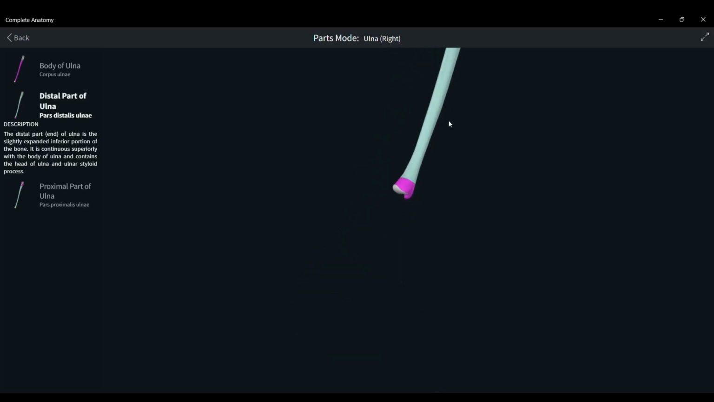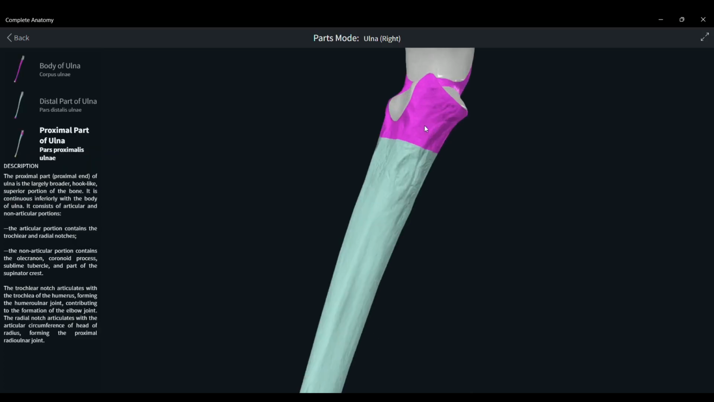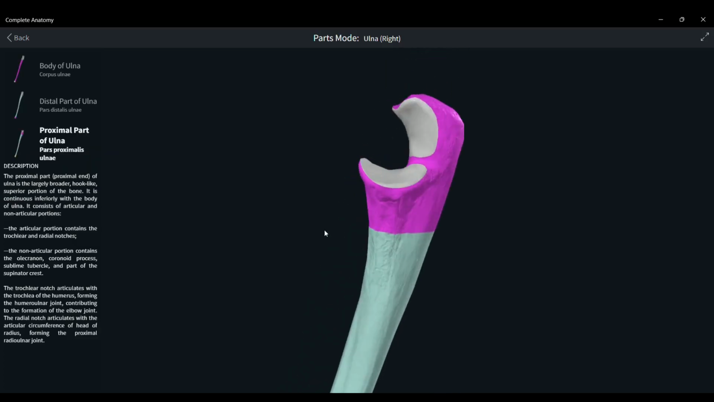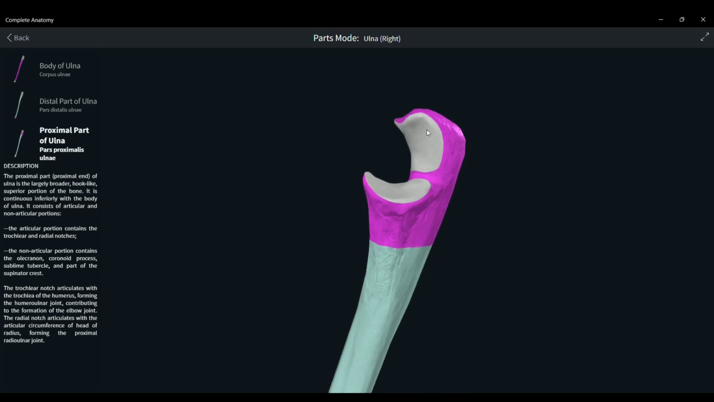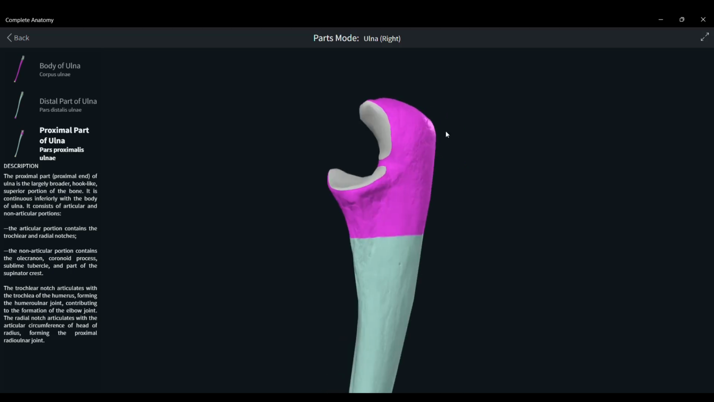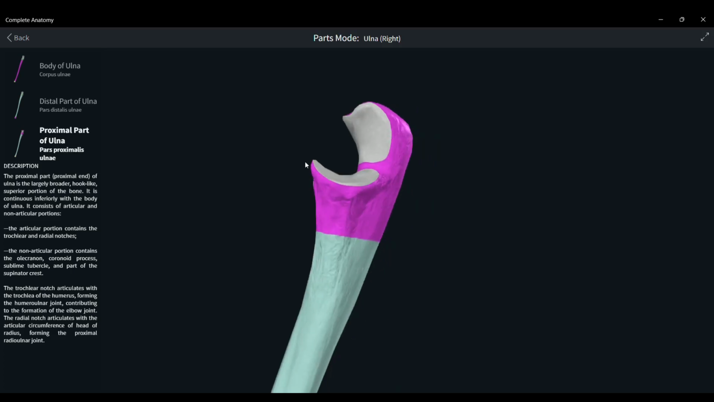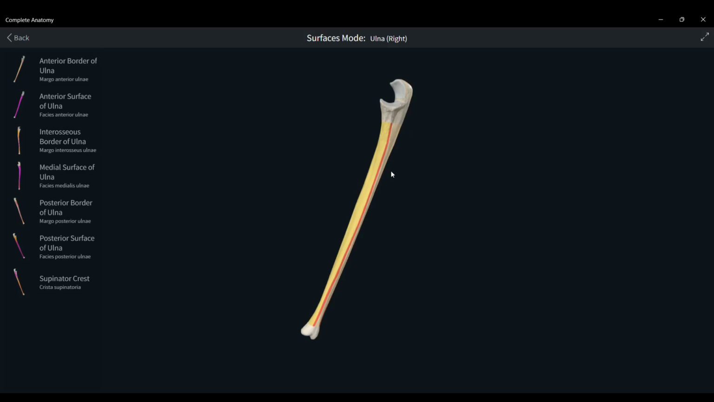Now let's return to the pars proximalis ulnae, the massive upper end at the elbow. Its characteristic wrench-like shape is formed by the large trochlear notch, which is bounded posteriorly by the huge olecranon and anteriorly by the smaller, forward-projecting coronoid process. Next, let's go through the borders and surfaces of the ulna in order.